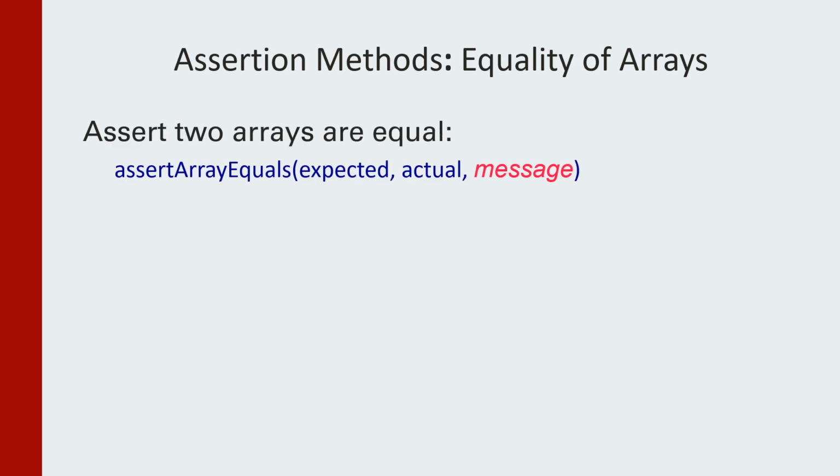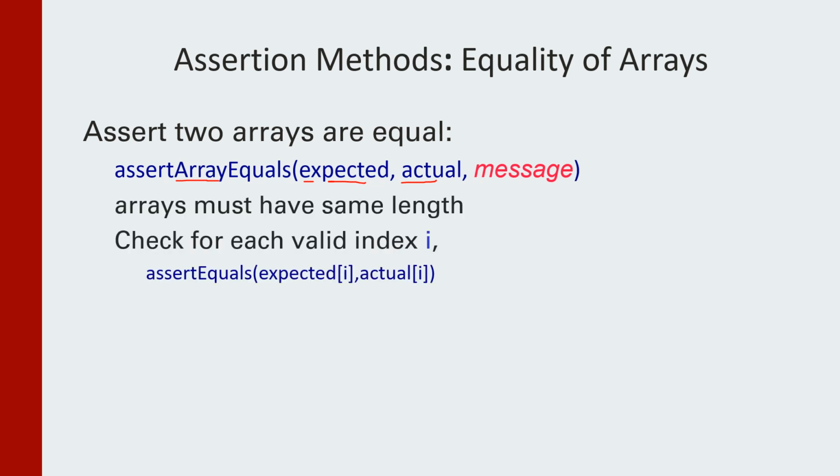So now we also want to see if arrays are equal. And arrays are also objects, but they have a particular kind of structure associated to them. So we have another method called assertArrayEquals, and expected and actual here are arrays. And basically you want to check that two things are true: that the arrays have the same length, and that at each index possible, the expected at i is equal to the actual at i.